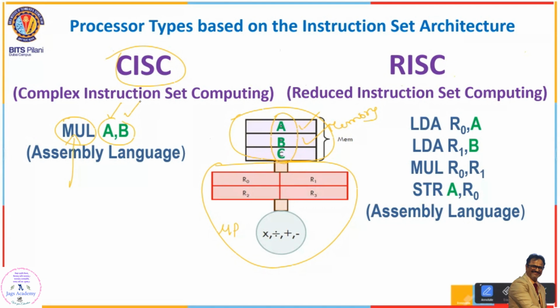Why? Because it has to do some background work by itself, right? The speed of execution is not good here. But here, the speed of execution is good. Why? Because there is only one instruction. It need not do anything else. Have you understood this? That is the difference between your CISC processor and RISC processor.